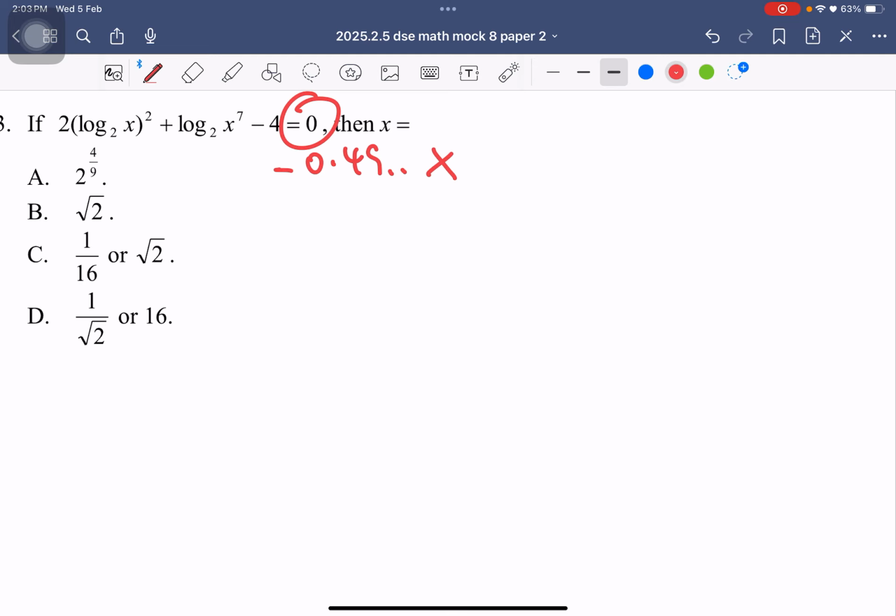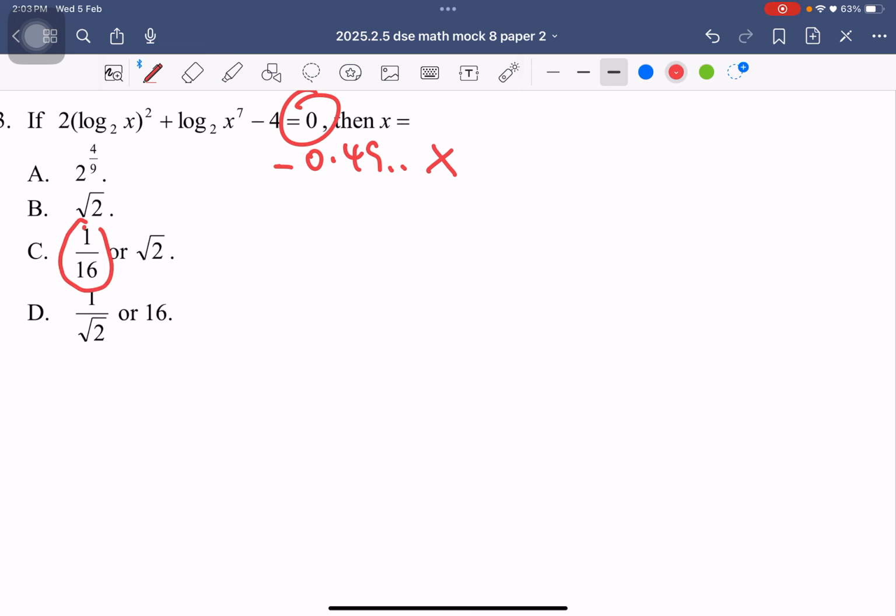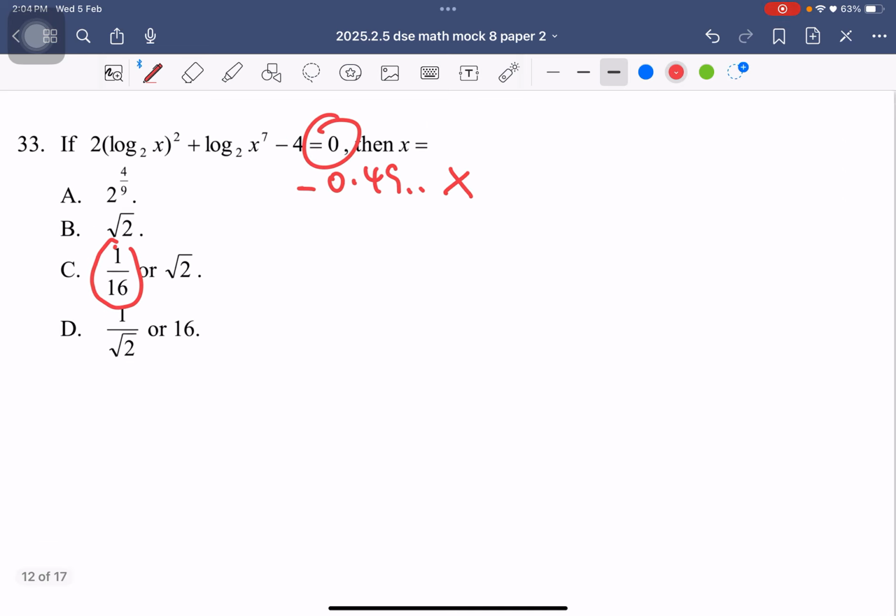So for part C, we still have 1 over 16 to check. So again, we check 1 over 16, and then store into x. You press up, up, then you press EXE again. It's 0 as well. So the answer must be C. But be careful, you check for part D as well. You don't need to learn anything about solving this equation, but you can still do it.